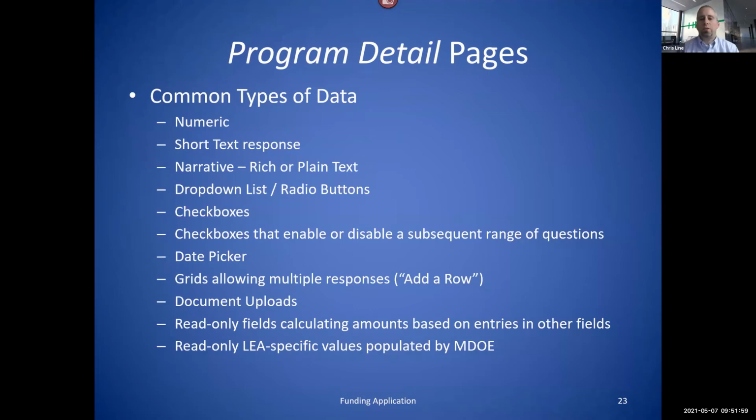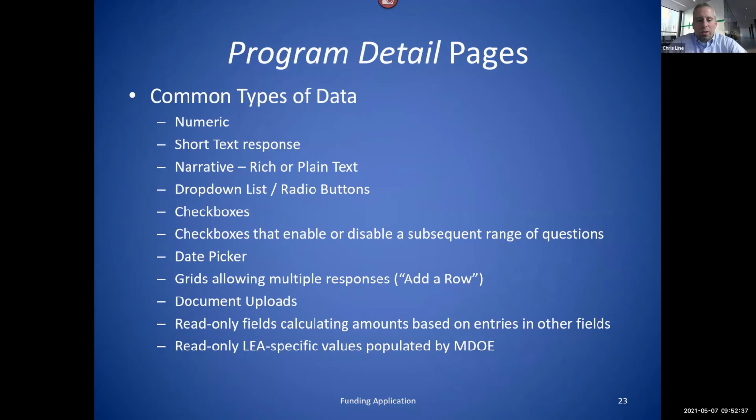Common data types that you'll see on program details pages: they may enter numbers, short text responses, they have narratives. They can be rich or plain text. They may select from a drop-down list or have radio buttons that they choose from. Checkboxes. There are some checkboxes that will enable or disable a subsequent set of questions. So like a not applicable would then disable all the questions that live under that not applicable. Or it could be a yes, this applies to me, therefore I have these 4 other questions that I need to answer. Date picker, grids, allowing multiple responses.